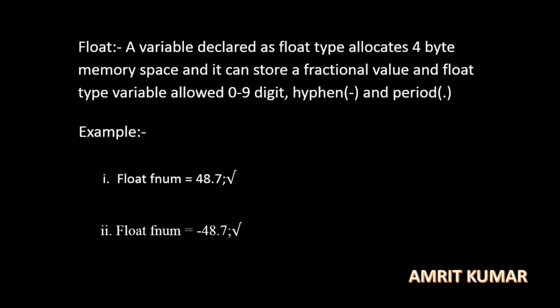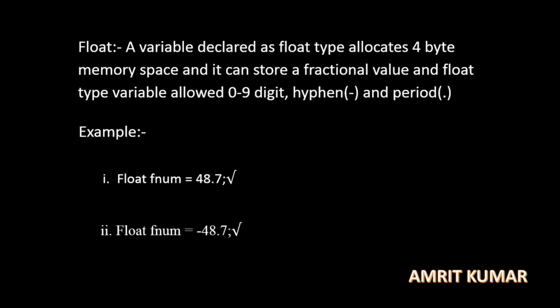So moving on to the example, this is the same as what we have studied for integer and char, and we are going to learn about the float data types. A variable declared as float type allocates 4 bytes of memory space in the RAM. So 4 bytes of memory is going to be allocated, and it also stores a fractional value, and float type variables allow 0 to 9, hyphen and period, that is dot. So the value to be stored is from 0 to 9 digits, hyphen and period.